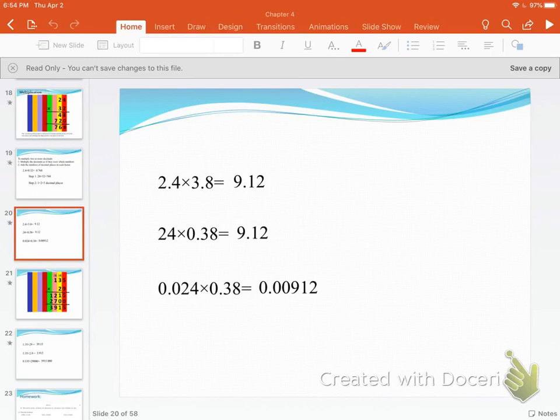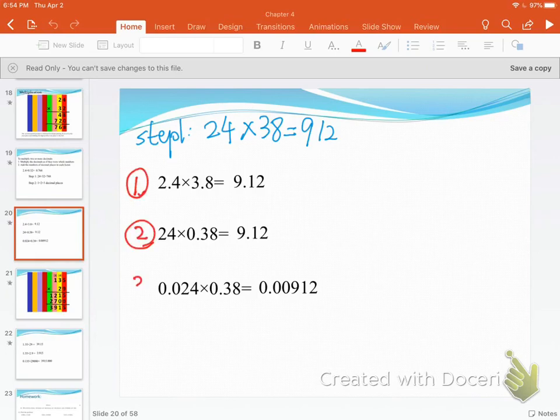Now let's look at 3 more multiplication questions. So step 1 for all these 3 questions is the same. Step 1, we look at all these multiplications without decimal points. So it's 24 times 38, which is 912. And now for each question, these 3 questions, we count. Step 2, we count the total number of decimal places.